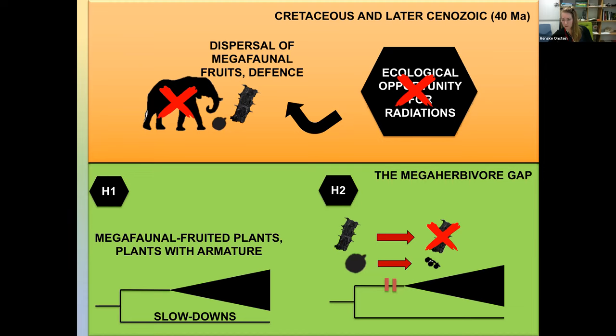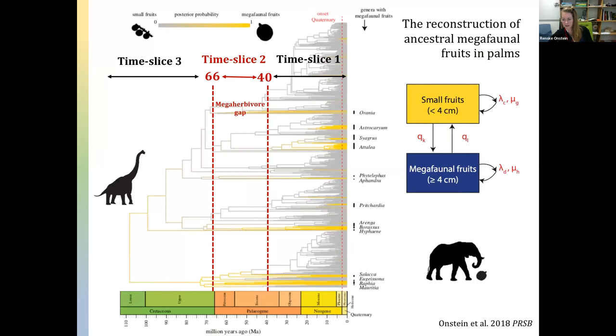So these are the two hypotheses I'm going to test again, this time with three time slices on the palm phylogeny. So we have diversification in the dinosaur times, then we have diversification in the mega herbivore gap, and then we have diversification more recently during the large bodied mammals, with a similar set of diversification models.